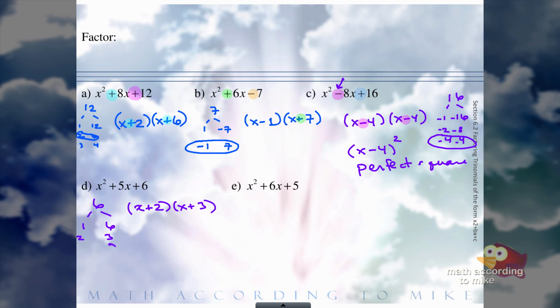Whereas in part E, what are the factors of 5 that add up to 6? Well, 5 is prime. So you really only have 1 and 5. Again, we don't need the negatives because it's plus plus. So you would say x plus 1, x plus 5.